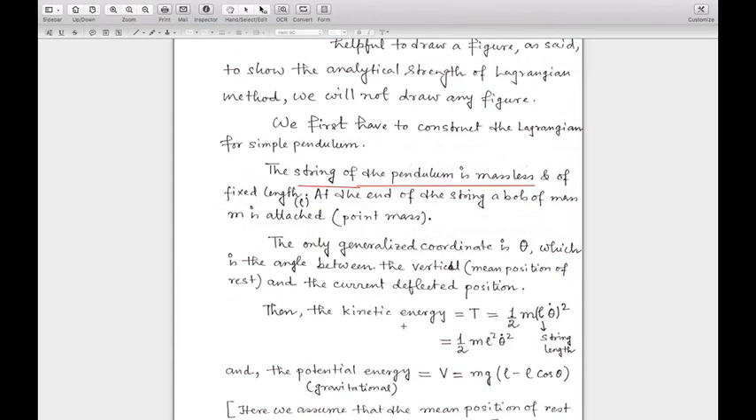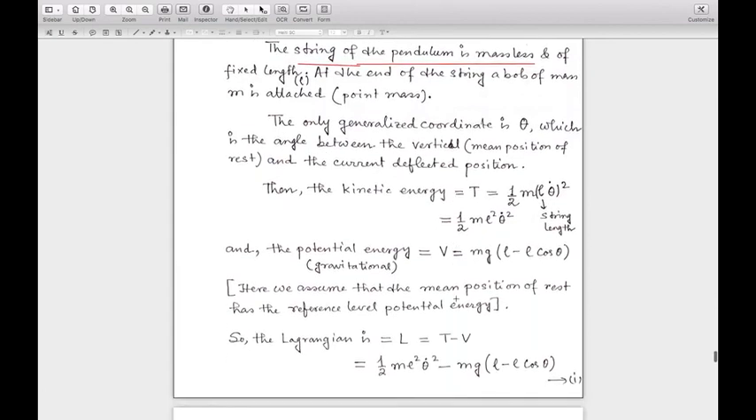With the only generalized coordinate for the system being theta, we can easily construct the corresponding Lagrangian. Just one second: when I talk about theta, I do not put any constraint on the value of theta. That means theta can be very small, moderate or large, whatever it is. It is the angle between the vertical, that means the mean position of rest, and the current instantaneous deflected position. That's all.